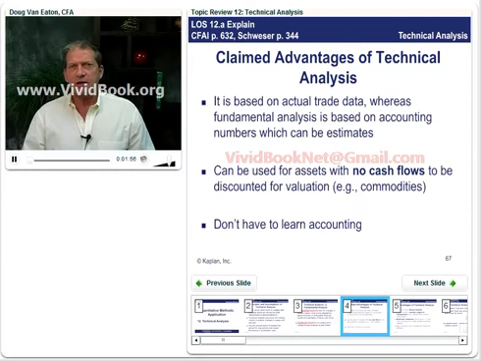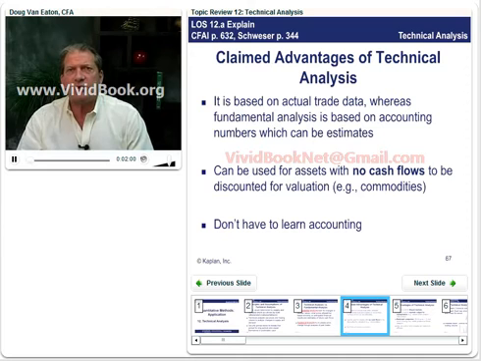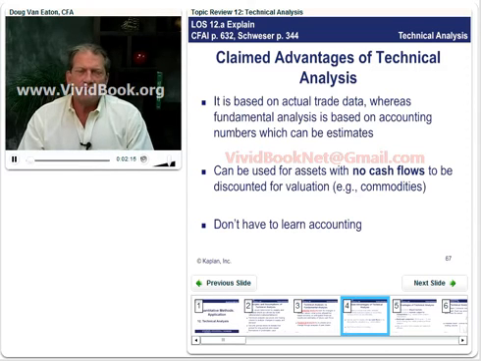So what are some of the advantages of technical analysis? Well, the claim is that it's based on actual trade data, whereas fundamental analysis is based on accounting numbers, which can be estimates. Technical analysis can be used for assets with no cash flows to be discounted for valuation. So when we get to something like valuing gold, which has no cash flows for us to discount and no intrinsic value for us to come up with, fundamental analysis.